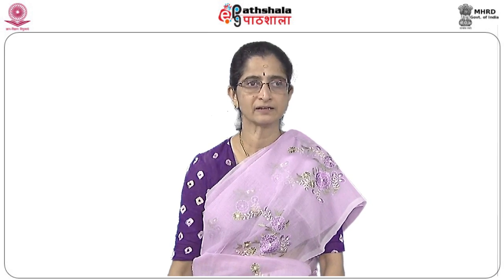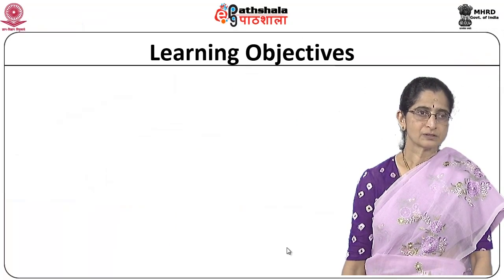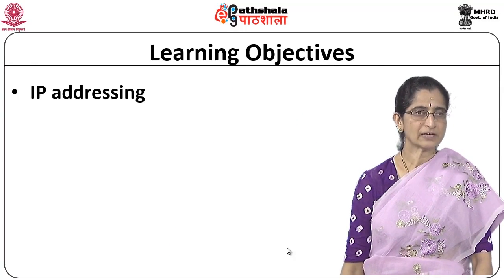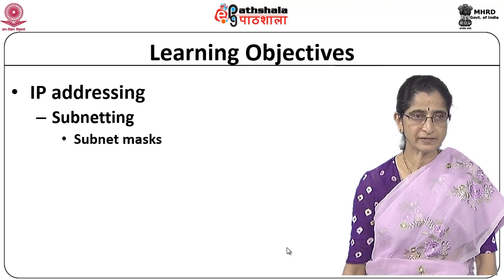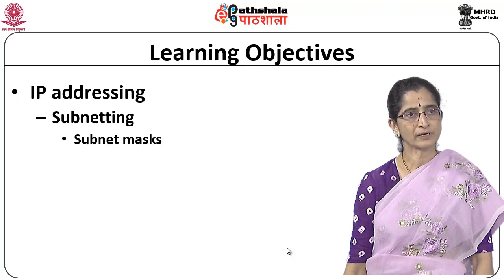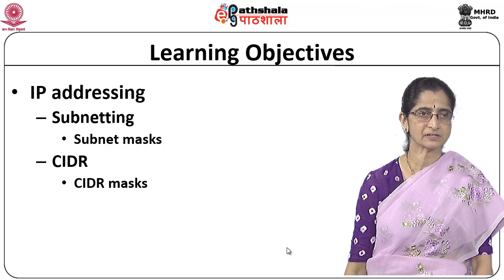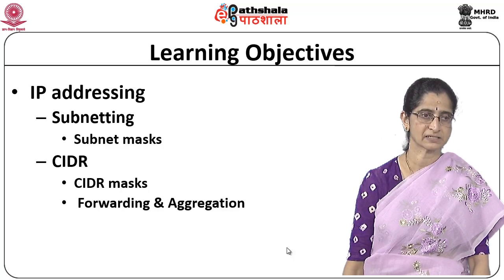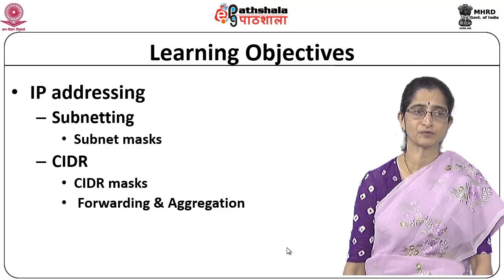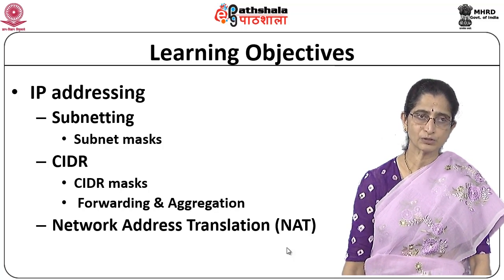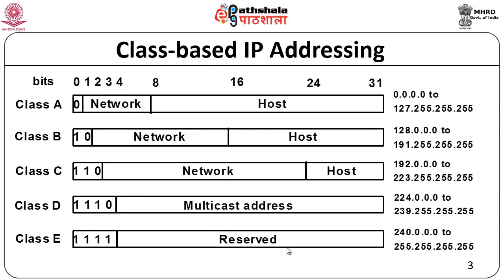So in this module we will be looking at the IP protocol, and how subnetting and CIDR are handled. We will start with IP addressing and how subnetting is handled in IP. We will look at how subnet masks are handled. We will also look at how classless addressing happens, that is the CIDR addressing and the CIDR masks. We will also look at how that is used for forwarding and aggregation, and then we will also briefly touch upon network address translation.